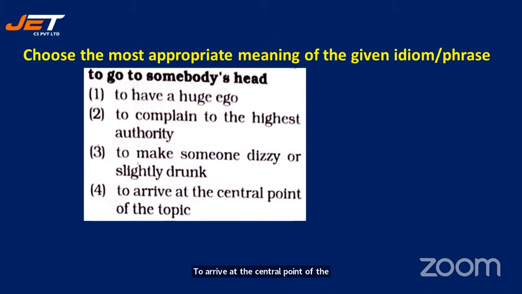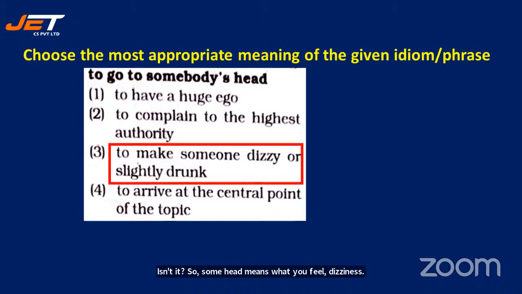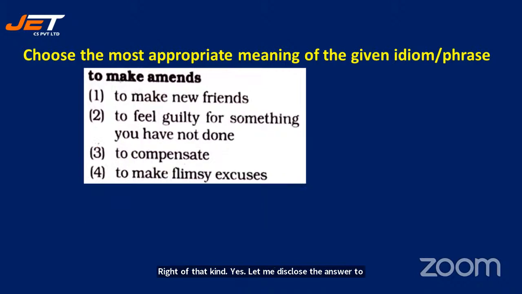So, I can give you a clue. Somebody's head. So, some head means what? You feel dizziness, right? Of that kind. Yes, let me disclose the answer. To make someone dizzy or slightly drunk. Yes. See the next question. To make amends. So, four options. To make new friends. To feel guilty for something you have not done. To compensate. To make flimsy excuses.